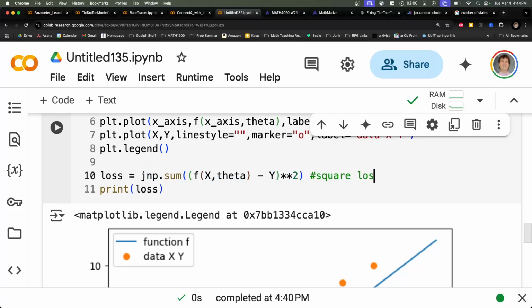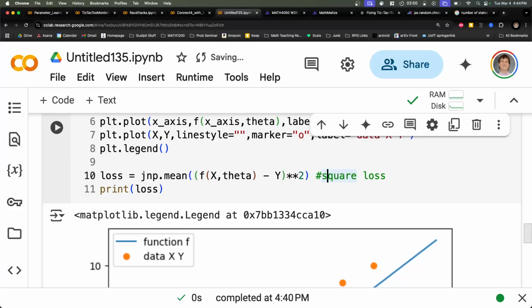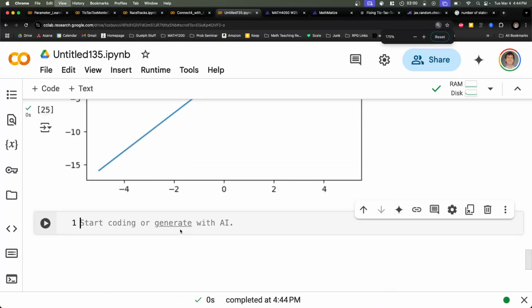Sometimes you'll do it with a mean instead of a sum to average over all the points, so that it is not growing or shrinking as you shrink the number of points. And then it's the mean square loss or the mean square error. So that's a very nice thing. We can print that out, so then we can have a number that tells us how good we're doing.